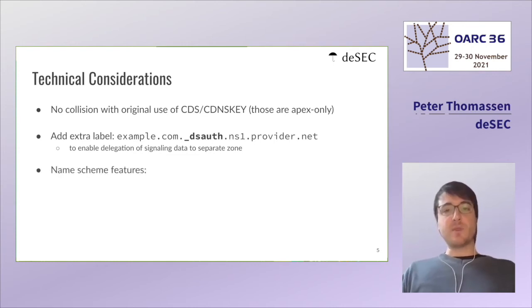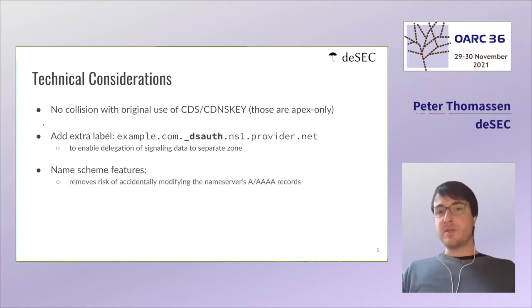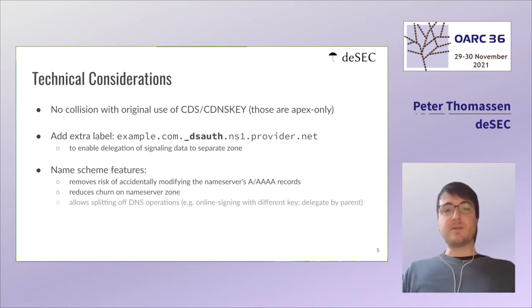And so if you think about the technical aspects of how to run this operationally, having this separation removes the risk of accidentally modifying the name server's IP records, for example, because you don't even have to touch the name server zone to do bootstrapping stuff. It reduces the churn on the name server zone. It allows splitting of DNS operations, as I said before. So you could do online signing with a different key. You could even synthesize the answers.